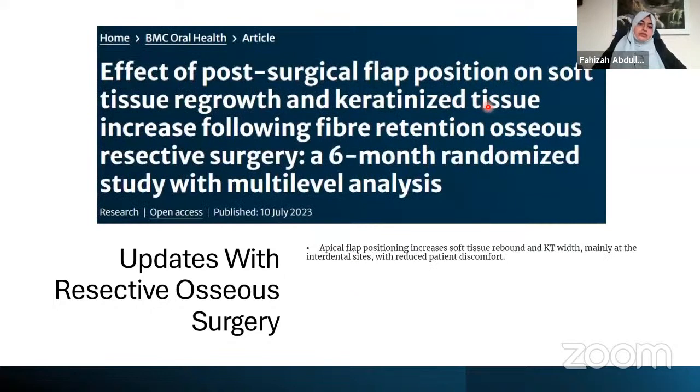Then, effect of post-surgical flap position on the soft tissue regrowth and keratinized tissue. So the apical repositioning in these kinds of surgeries definitely increases the soft tissue rebound as well as the keratinized tissue width, especially even at the interdental sites, with reduced patient discomfort.